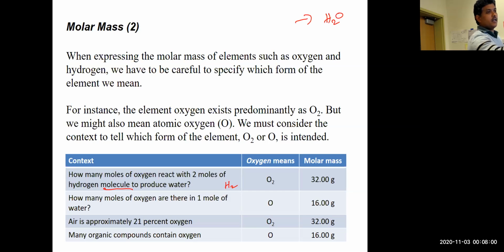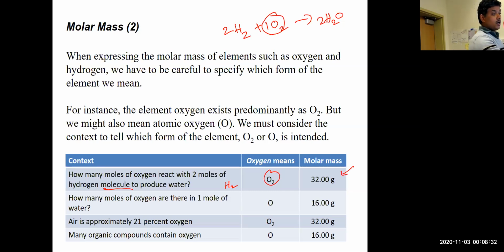It's saying if you have 2 moles of H2 molecules, how many moles of oxygen do you need? You need 1 mole of oxygen, as currently balanced in 2H2O. So you need 1 O2. And when you say O2, you're including 2 oxygens, so the molar mass is going to change to 32.